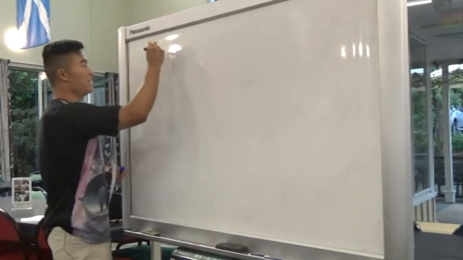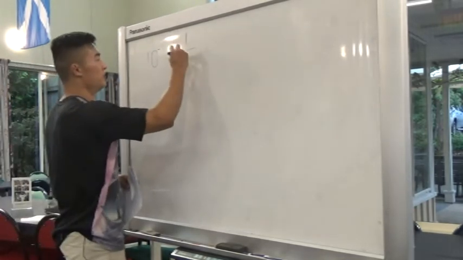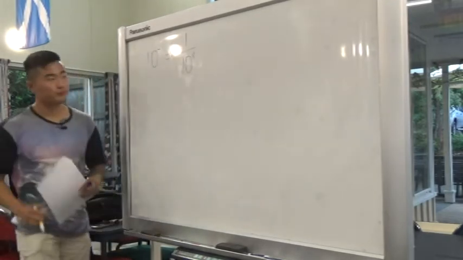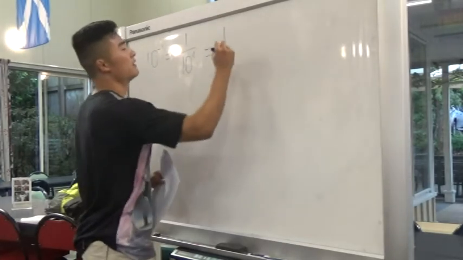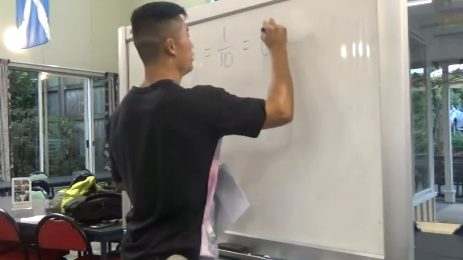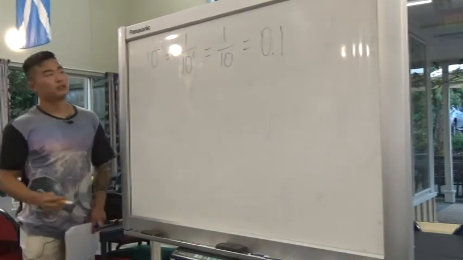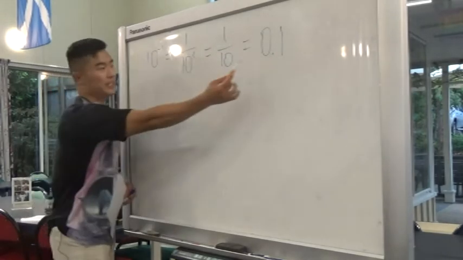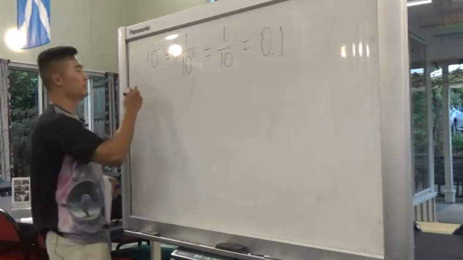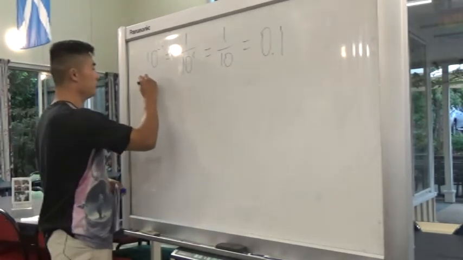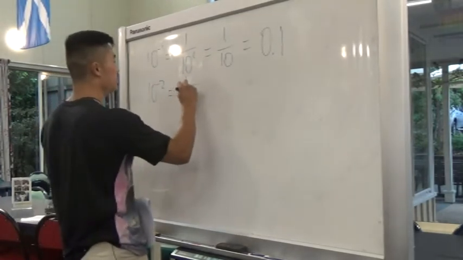10 to the power of negative 1. So we're going to write that as 1 over 10 to the power of 1. 10 to the power of 1 is just 10. So 1 over 10 equals 0.1. So see how we have 1, 0? 10 to the power of negative 1, except it's now in front of the number, so it's going to be less than 1. So 10 to the power of negative 2, we can write that as 1 over 10 to the power of 2.